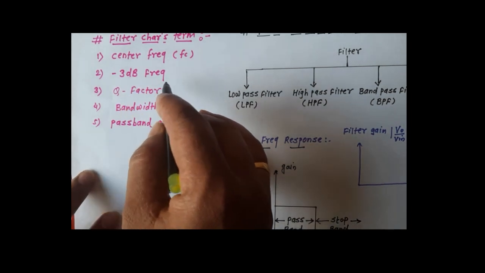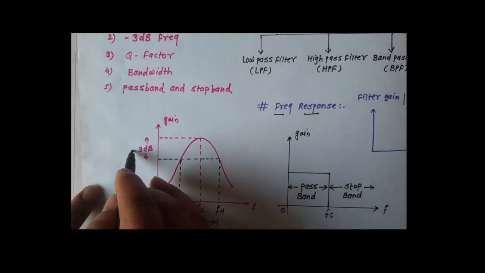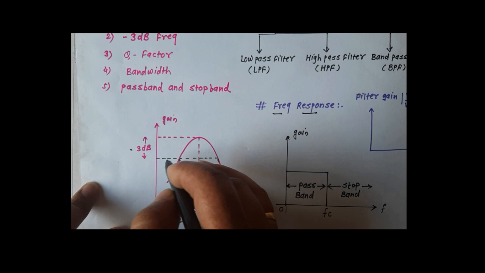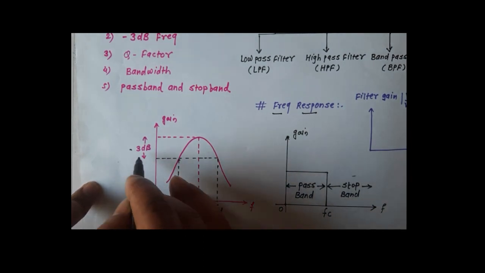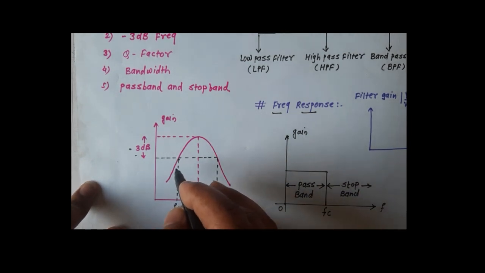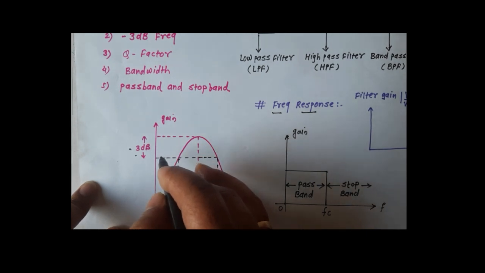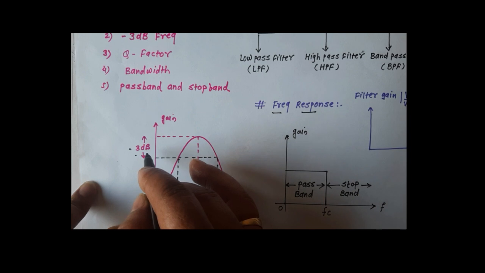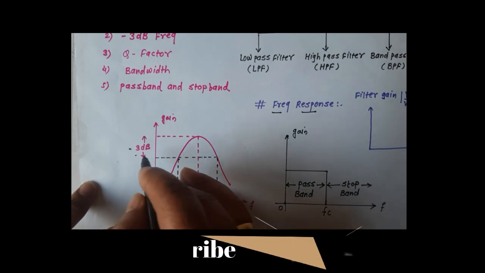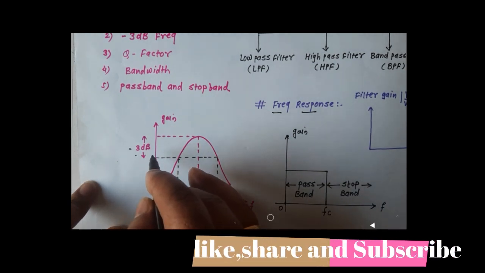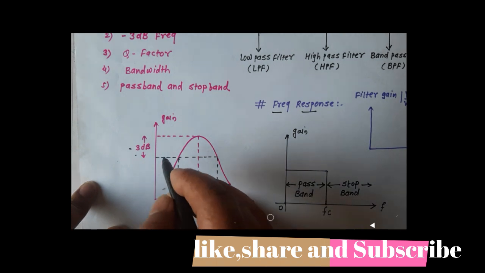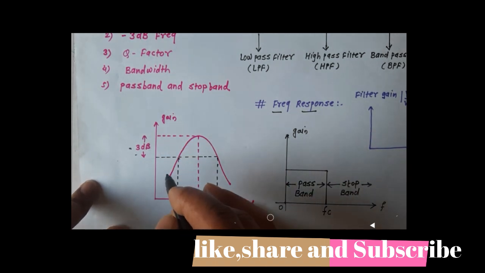Next is the minus 3 dB frequency. This minus 3 dB frequency is also called the cutoff frequency. So what does cutoff frequency mean? Cutoff frequency is the frequency at which the output power is reduced by 1/2. That is called the minus 3 dB frequency.